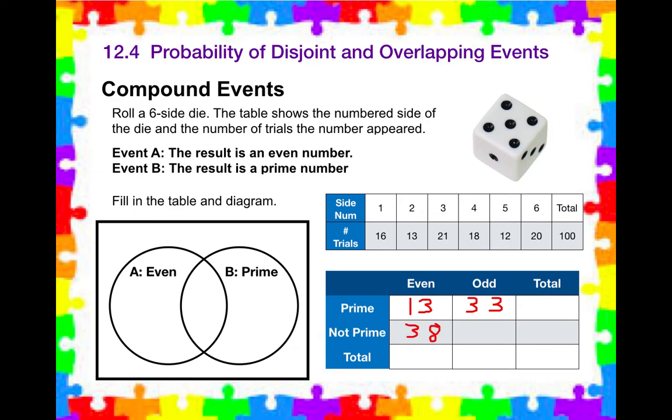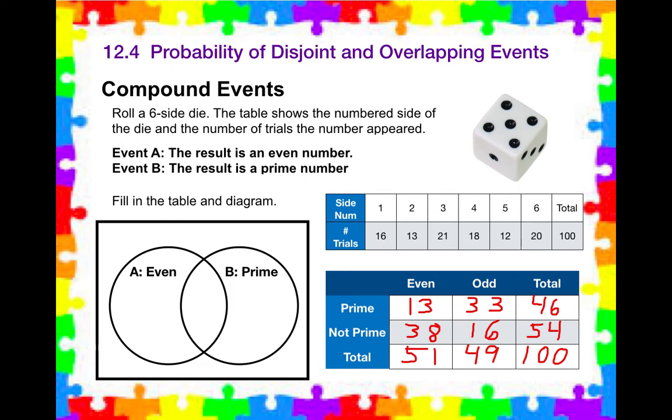And then odd and not prime, well, 1 is not prime, and that's the only one, so it's going to be 16. When we add these across, 13 and 33, we get 46. The 38 and 16 across, we get 54. We add down 13 and 38, we get 51. And 33 and 16 is 49. And if we add the totals either across or down, we should get 100 total trials.